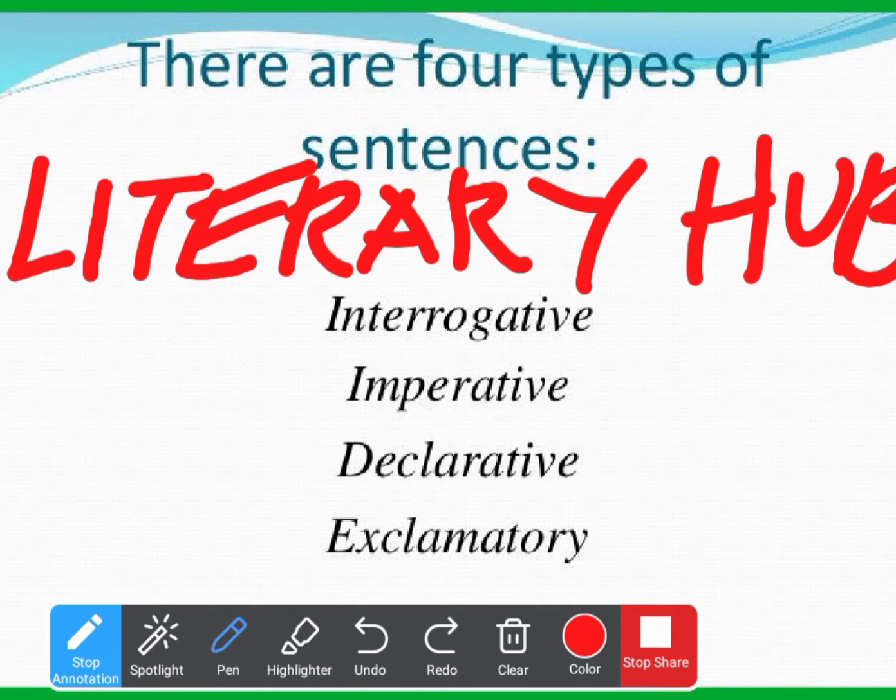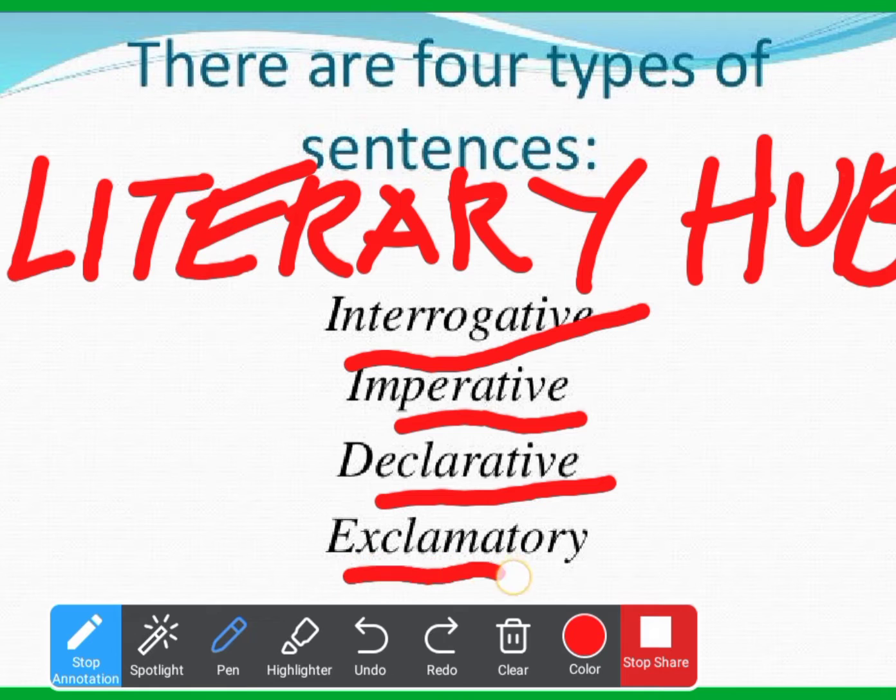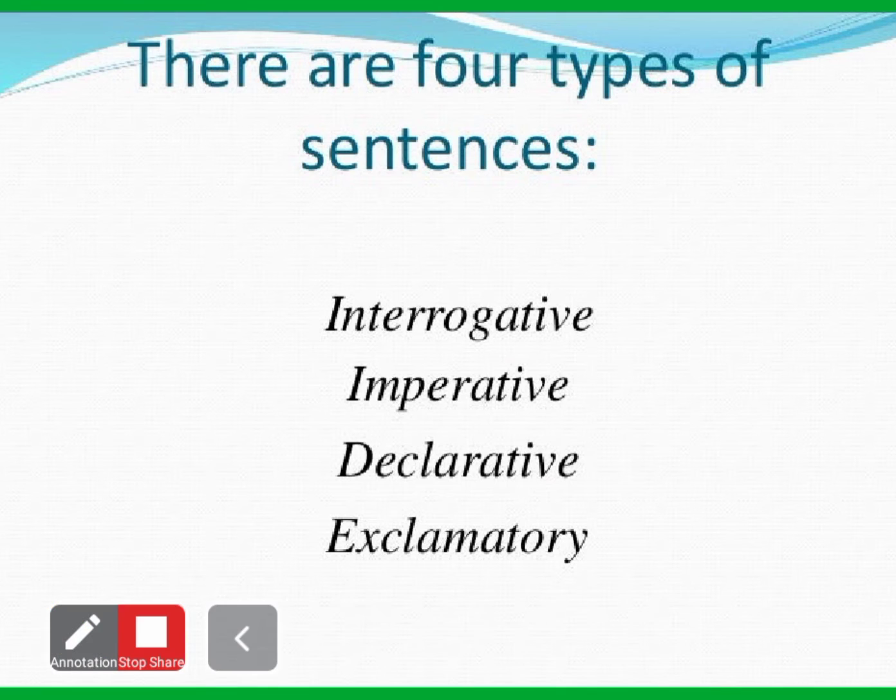In today's class, let's discuss four different kinds of sentences. What are the four different kinds of sentences? Interrogative sentence, imperative sentence, declarative sentence, and exclamatory sentence. What is an imperative sentence? What is an interrogative sentence? What is a declarative sentence? And what is an exclamatory sentence? Let us see in detail about these kinds of sentences. Let's get into the class without wasting time.